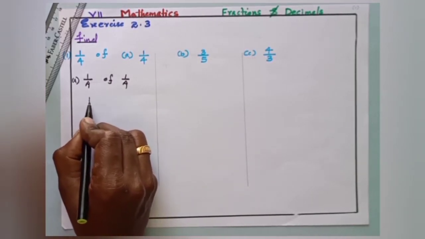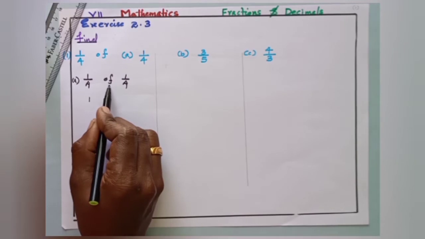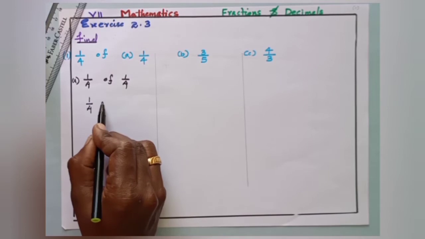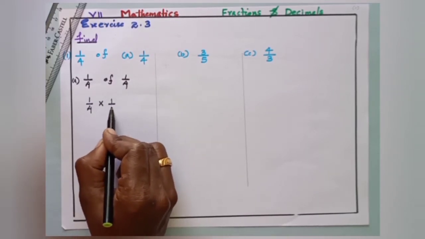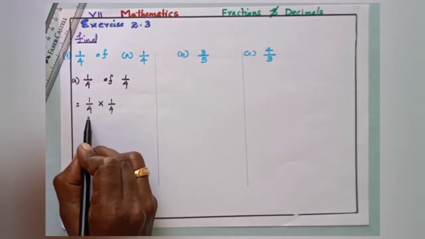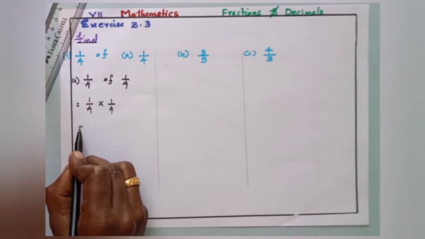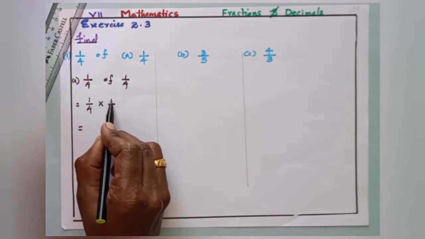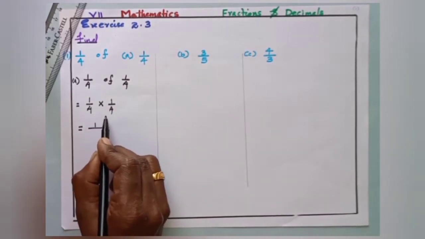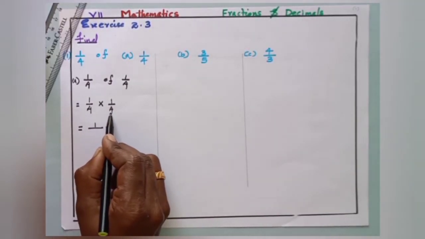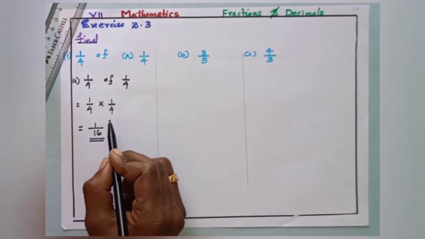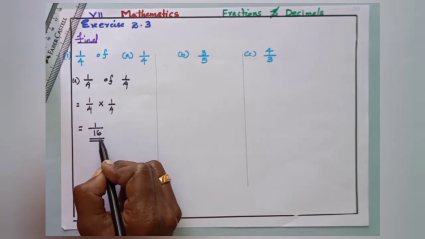So we studied in the previous class that of represents into. So 1 by 4 of is into 1 by 4. Listen here. Product of two fractions, how can we do? Yes. Product of its numerators, 1 into 1, 1 by 4 into 4. Product of its denominators, 4 into 4, 16. So, answer is 1 by 16.